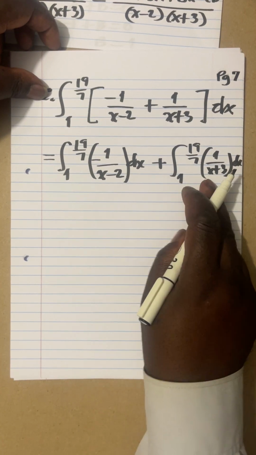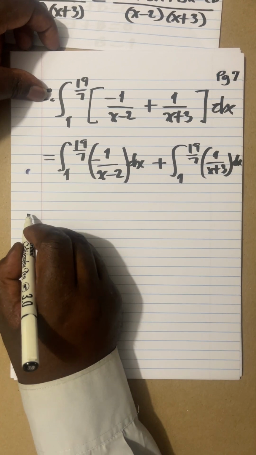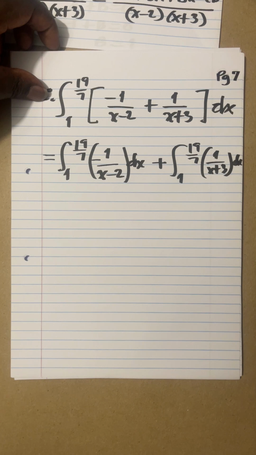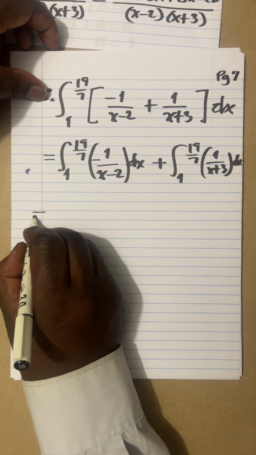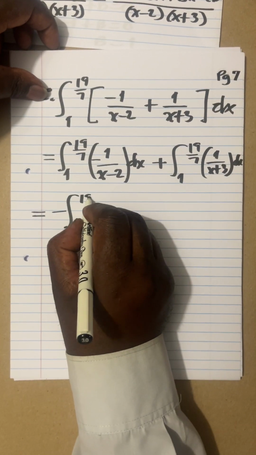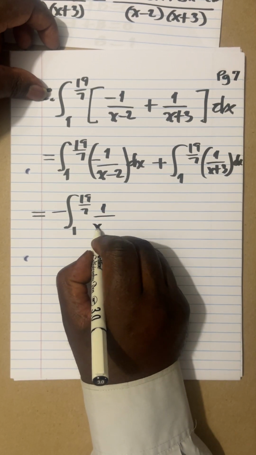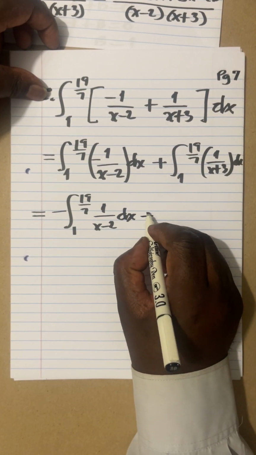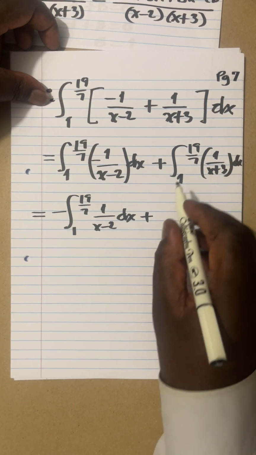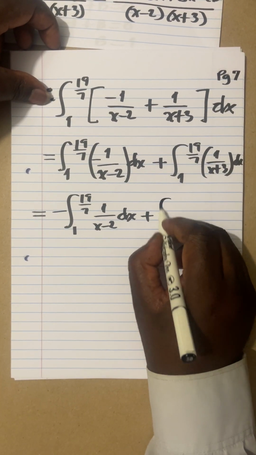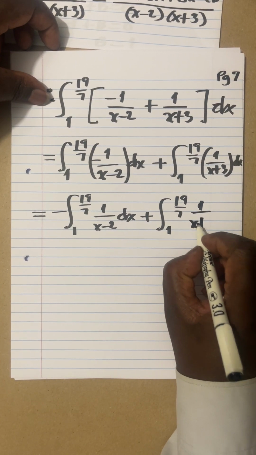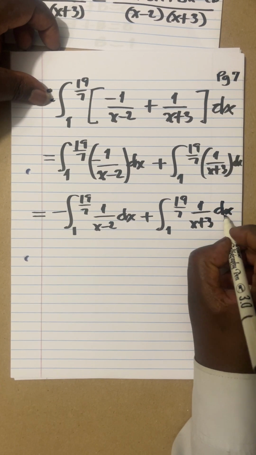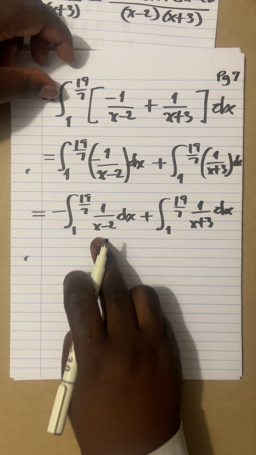Now, this part and that part, how do I integrate this? I'm going to move backwards for the sake of space. At this stage, if you have watched my previous videos, you can clearly see that minus can be taken out. So we're now going to say this is going to be minus the integral from 1 up to 19 over 7 of 1 all over x minus 2 dx, and then plus the integral from 1 up to 19 over 7 of 1 all over x plus 3 dx. Now, we're supposed to integrate these two.